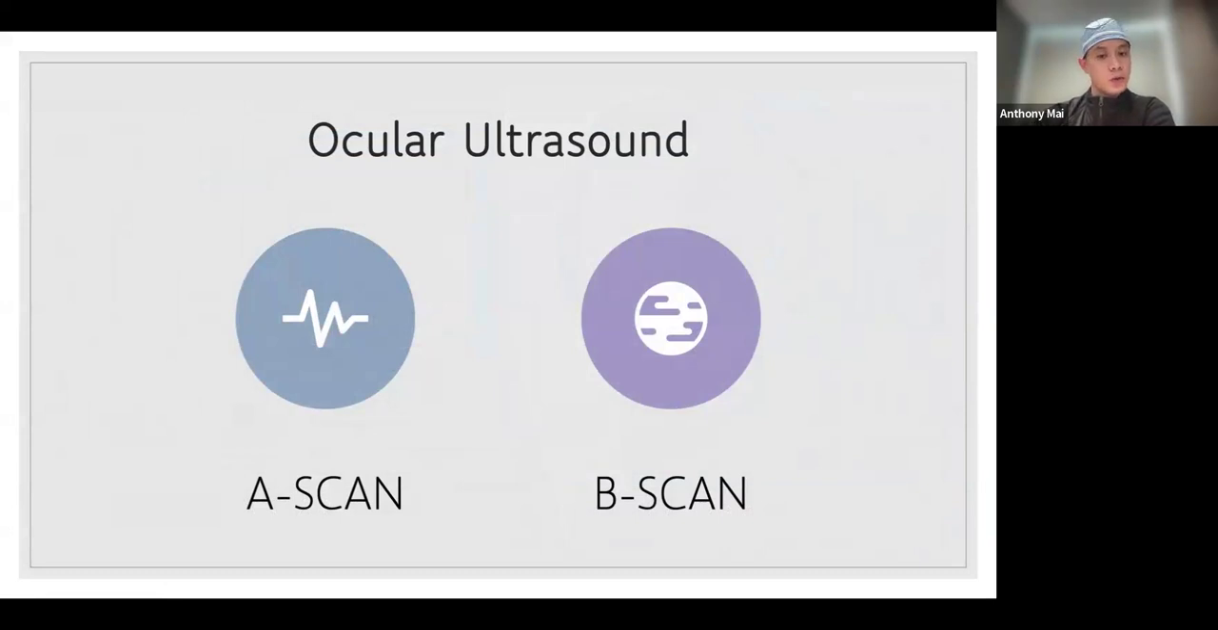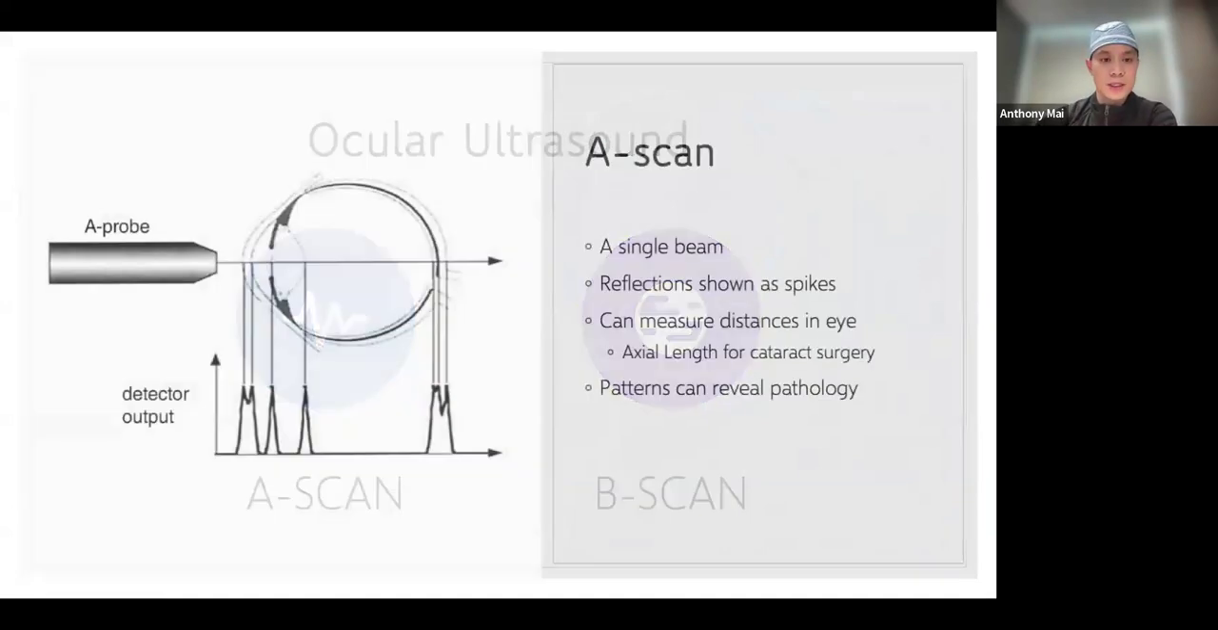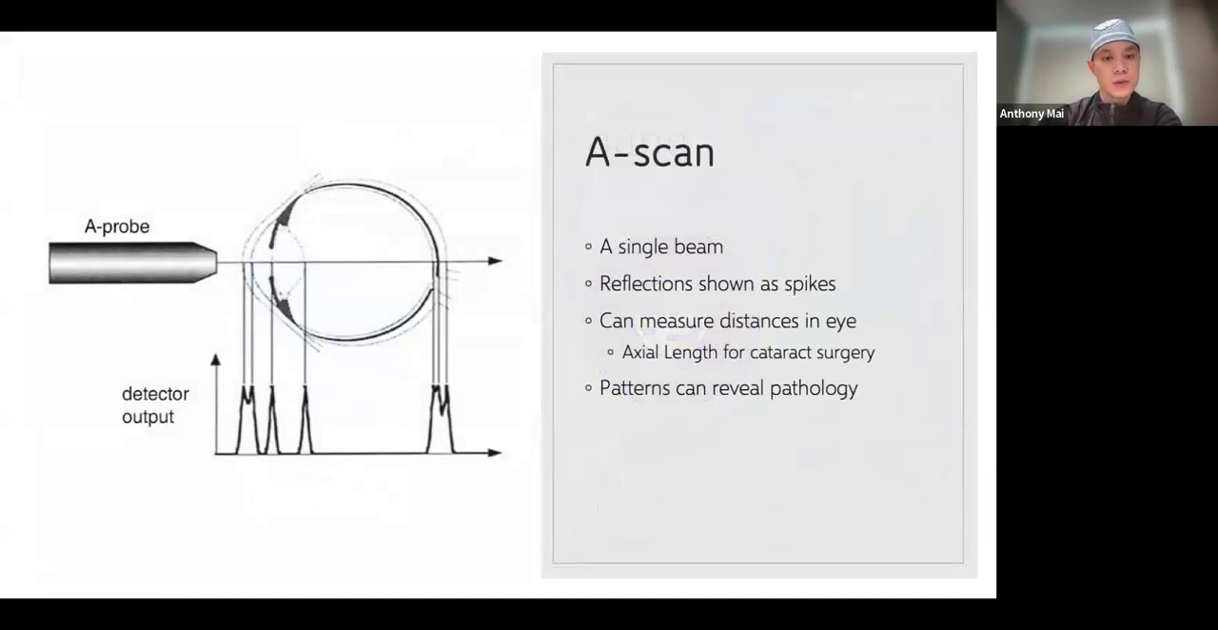So there are two types of ultrasound that we use. There's the A scan and the B scan. And so we'll go through them first. The A scan is this probe that shoots just a single beam, goes straight across, and it gives a readout here where there's these little spikes. These spikes mean that the beam is hitting something and it comes back. And so the probe is able to measure when these beams are coming back. And so there's these big spikes here.